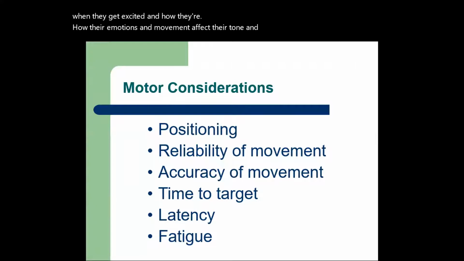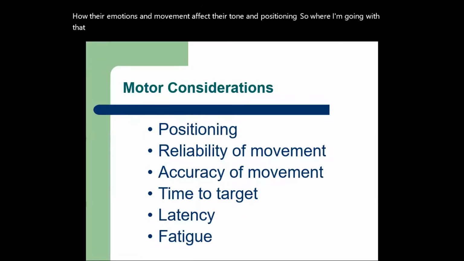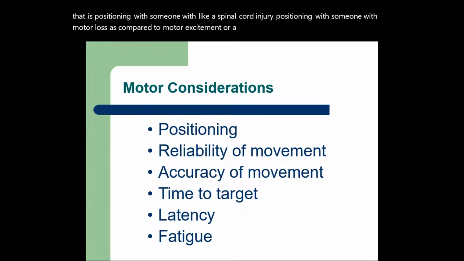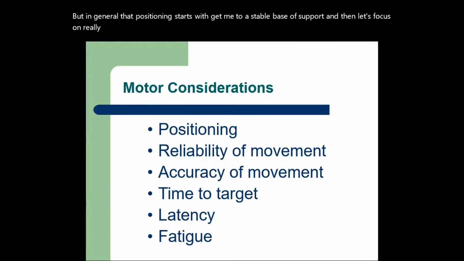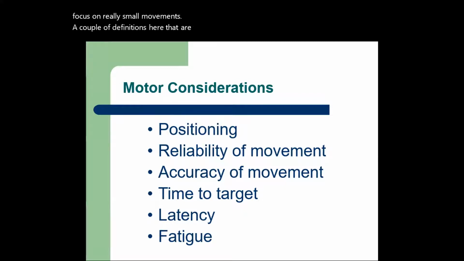So where I'm going with that is positioning with someone with a spinal cord injury, positioning with someone with motor loss as compared to motor excitement or CP tone issues is going to be slightly different. But in general, that positioning starts with get me to a stable base of support, and then let's focus on really small movements. A couple of definitions here that are super important are reliability of movement.